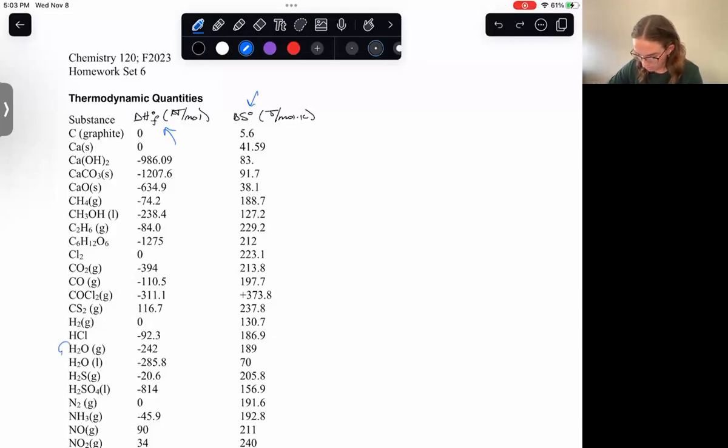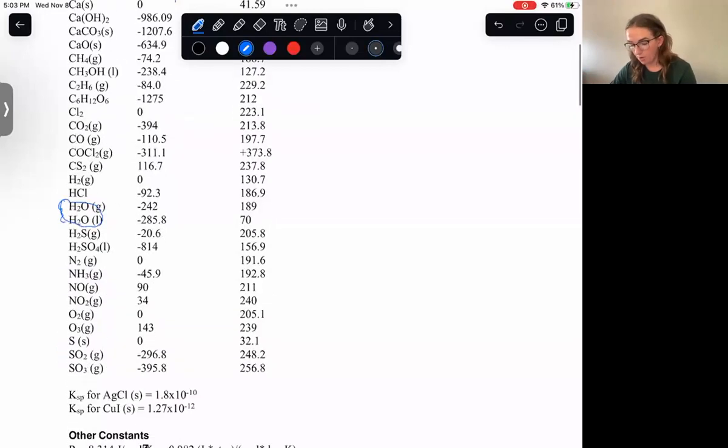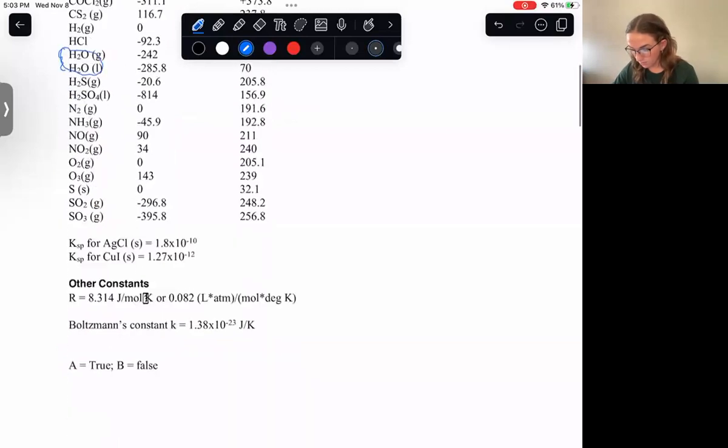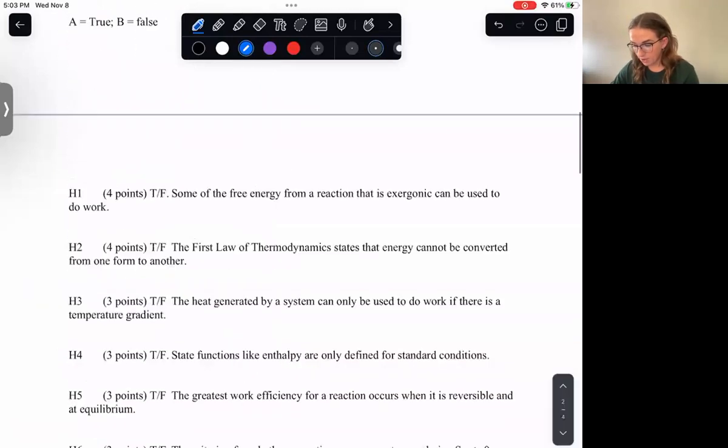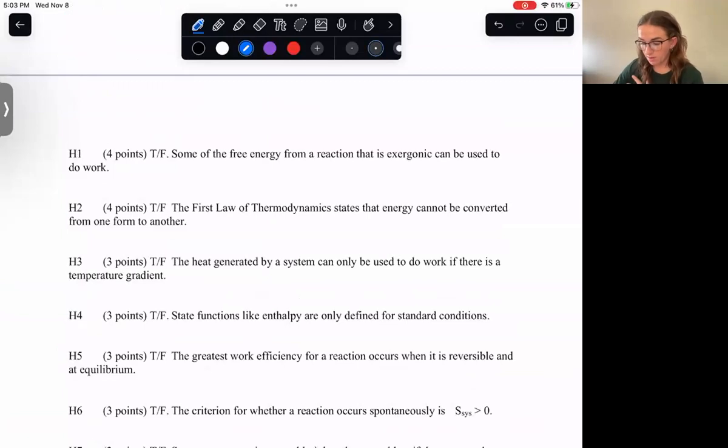In H2O, there are gas and liquid. So just make sure that you're looking at what is being used in the reaction and then what corresponding value goes with that for delta H or delta S respectively. But those should all be there. Hopefully they are all there as needed. But if you think you should have something and you don't have it during the exam, just raise your hand and we'll make sure that we get that value for you.